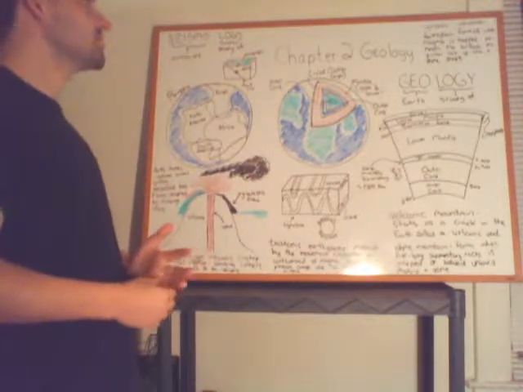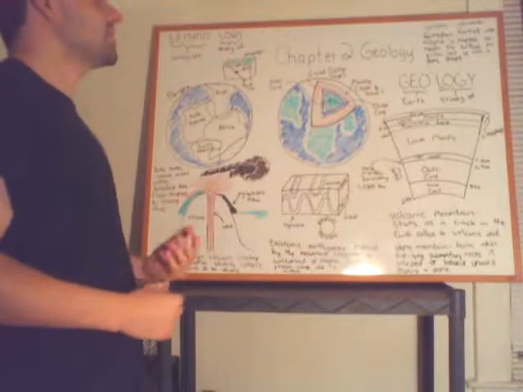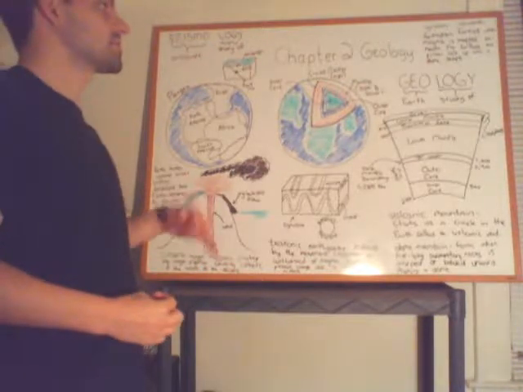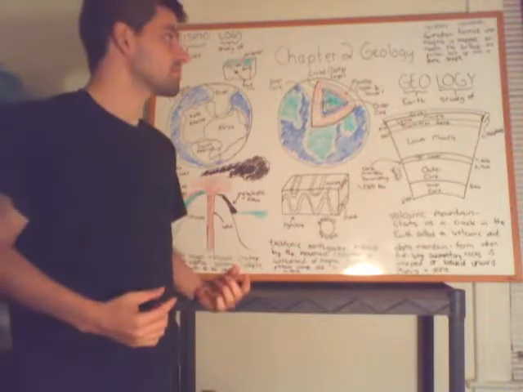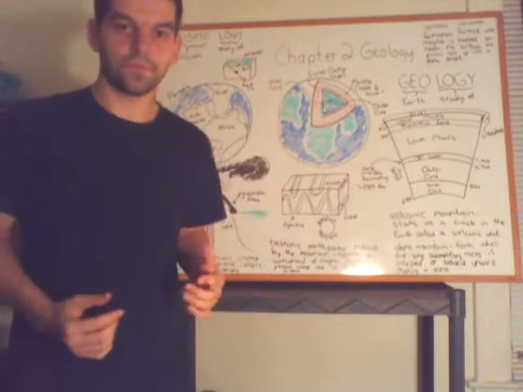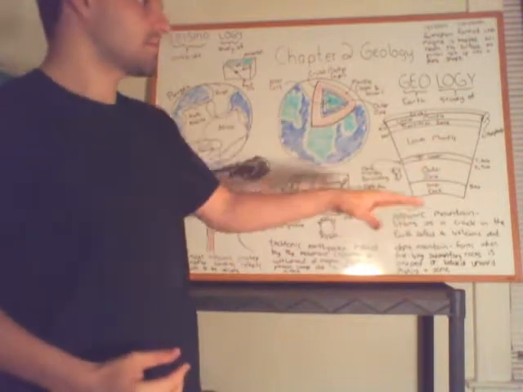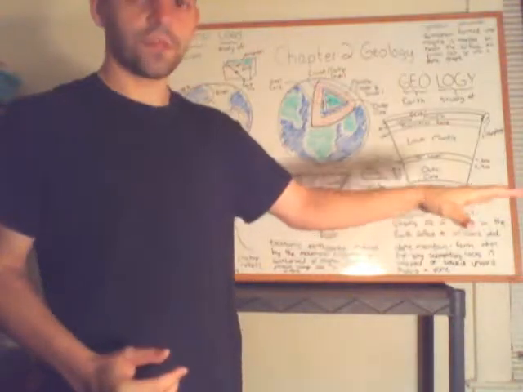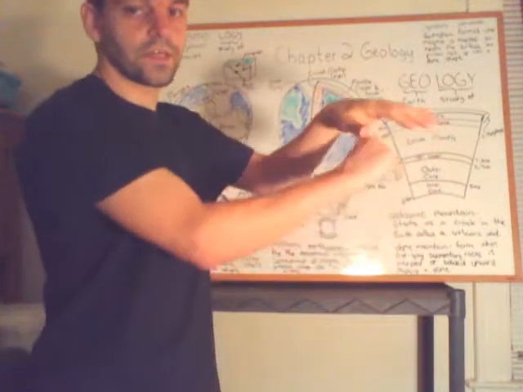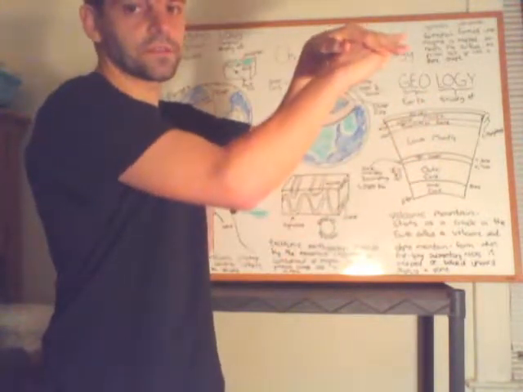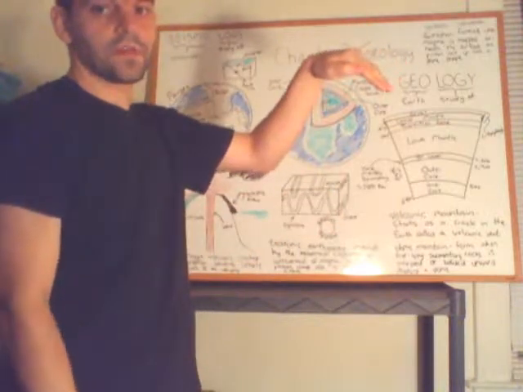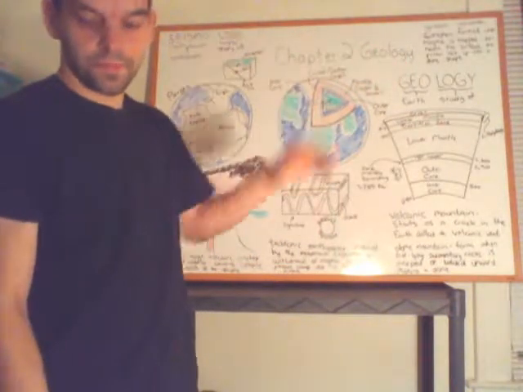So igneous intrusion is formed when magma is trapped beneath the surface of the earth and it pushes rock up into a dome shape. So if there's magma that is trapped under the ground, it's going to intrude into the earth's surface and make that formation of rock into a dome shape.